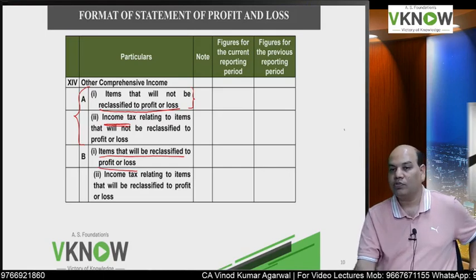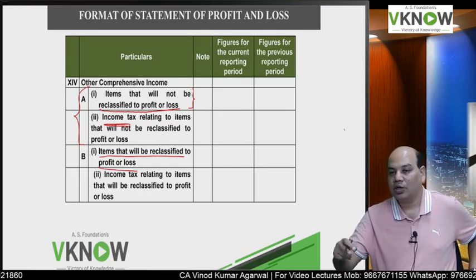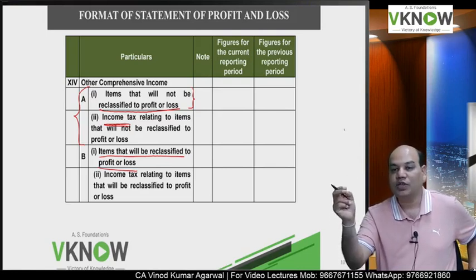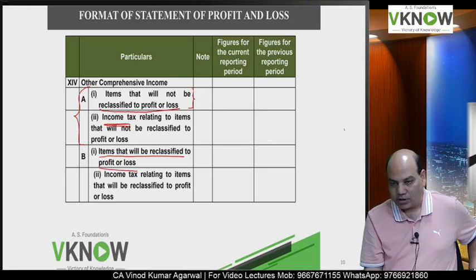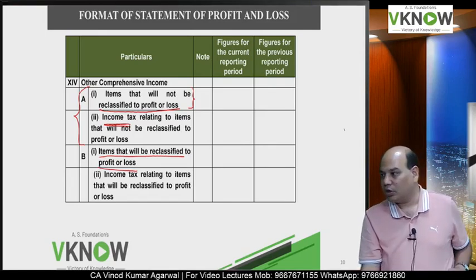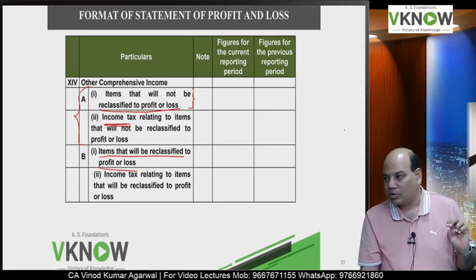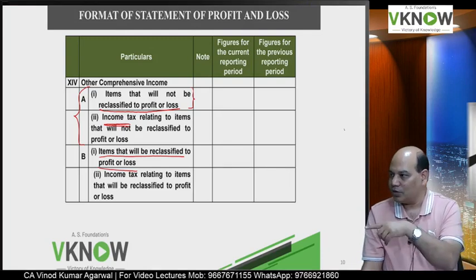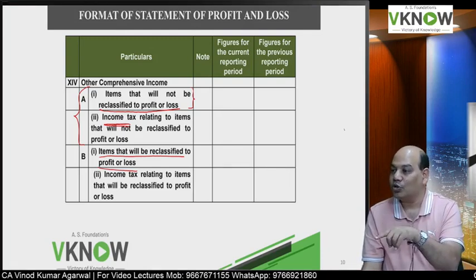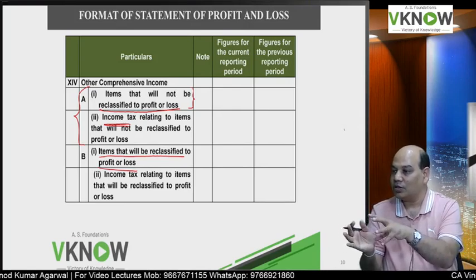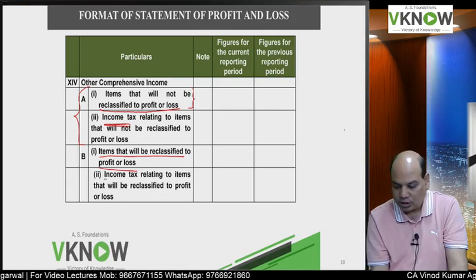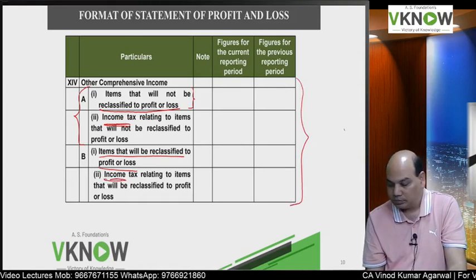Which will be classified means once it is realized, it will be transferred back to P&L account. Example, foreign exchange difference related to a foreign subsidiary. Till you hold the subsidiary, the exchange difference will come here. But once the subsidiary is sold, the accumulated exchange difference is recycled to profit and loss account. And any income tax expense.